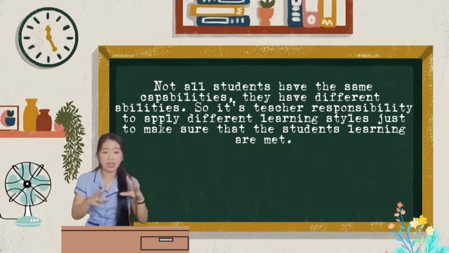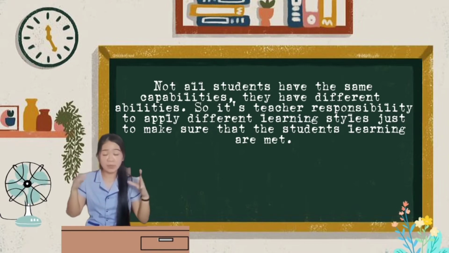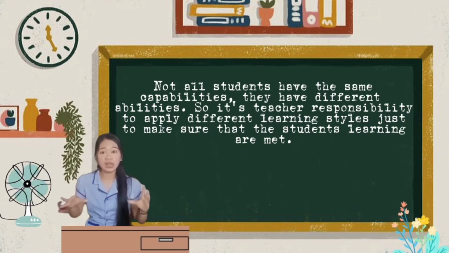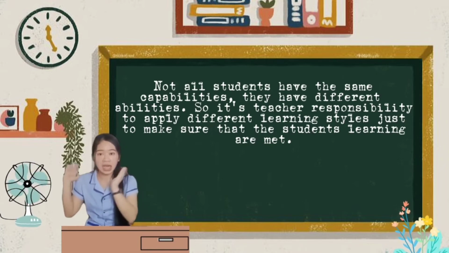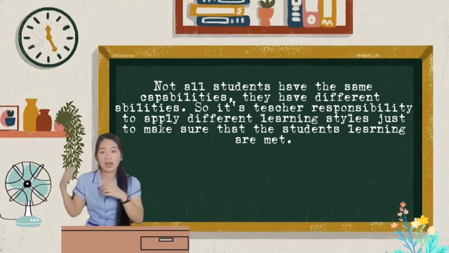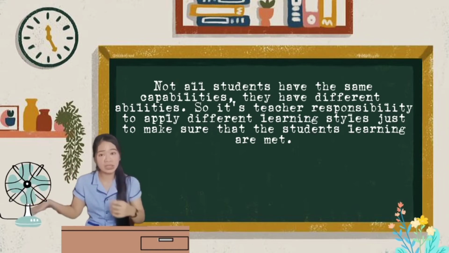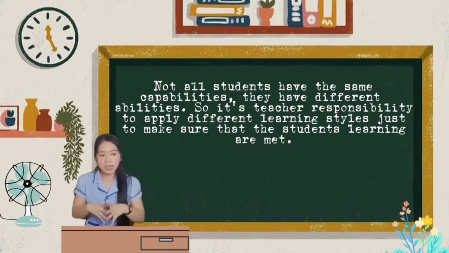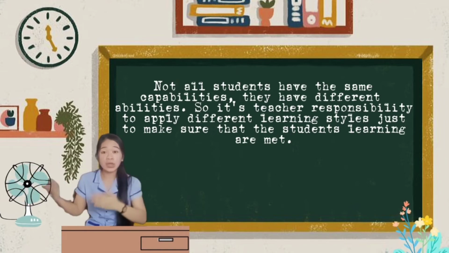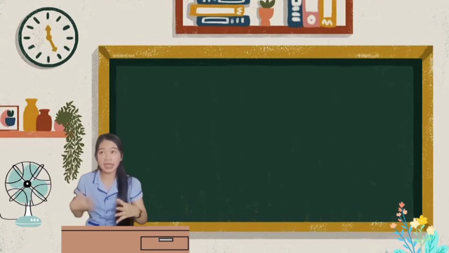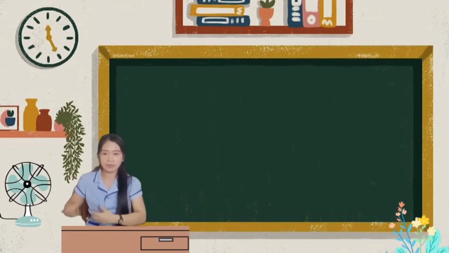Not all students have the same capabilities, so we will not generalize all students. For example, if a student has difficulty in reading, of course we need to apply different teaching techniques, a technique that will suit him, so that he will learn faster.